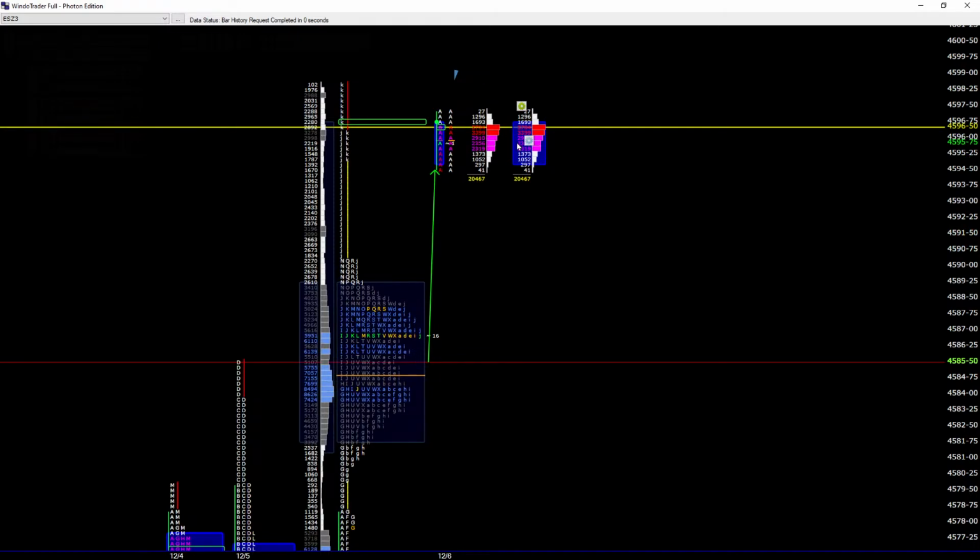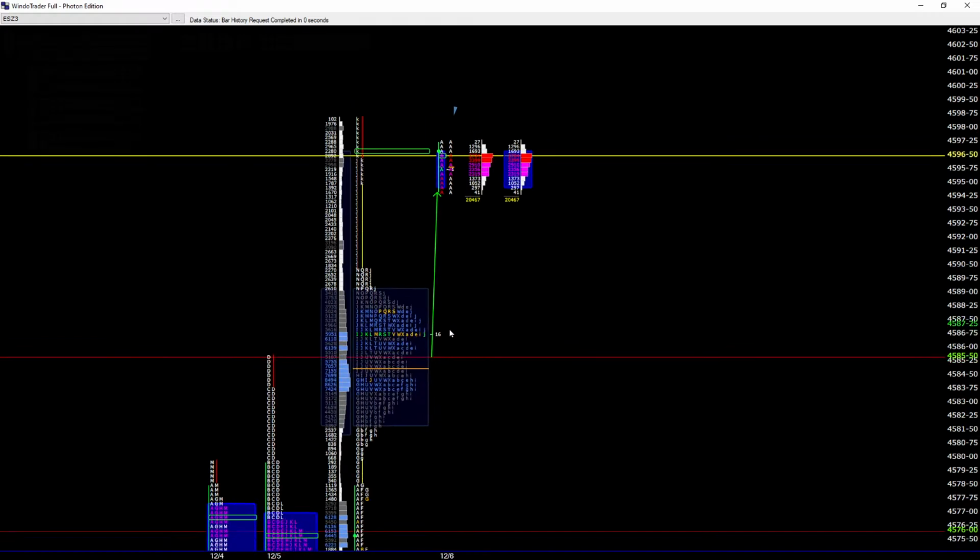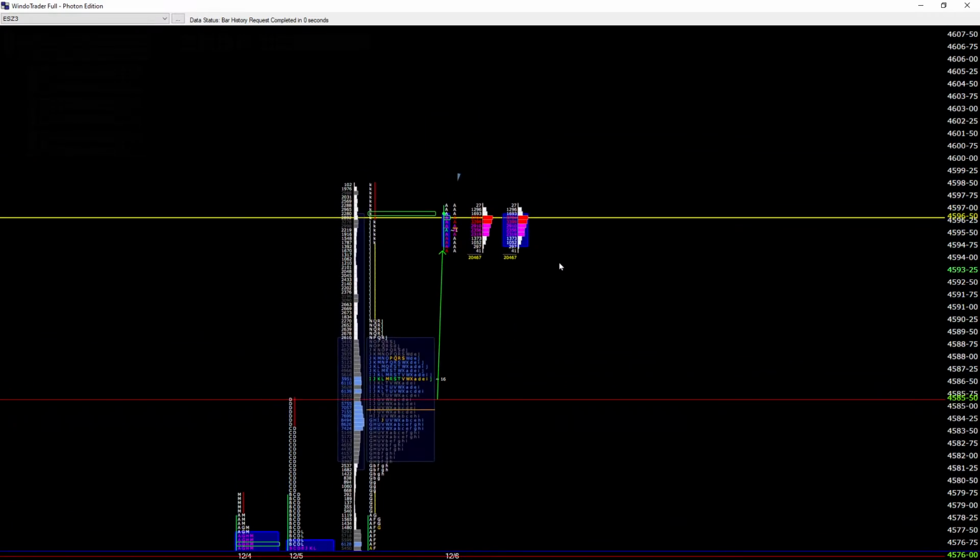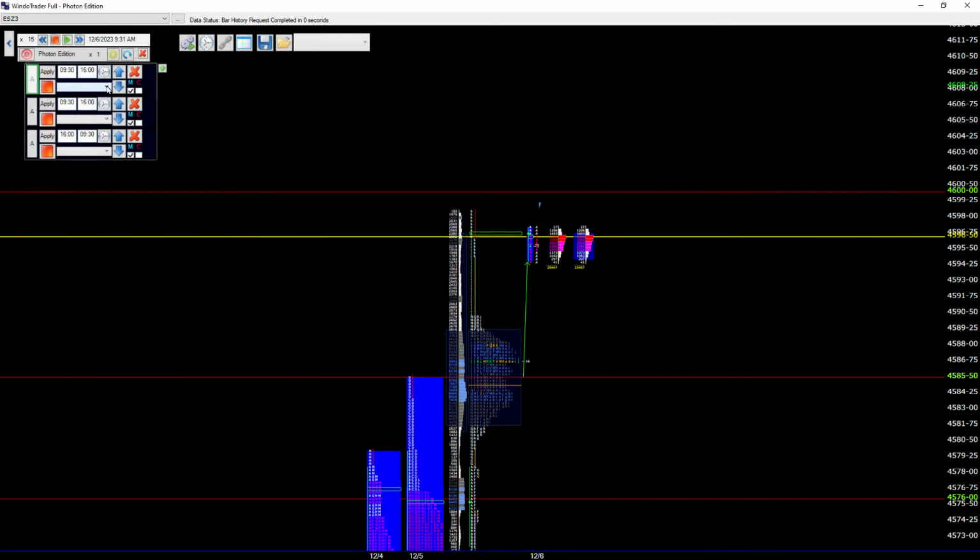Right. So far, so good. We have a gap, go with the gap. The trade guidelines are go with the gap that does not fill quickly. We have a significant gap to the upside, 4600 right there.